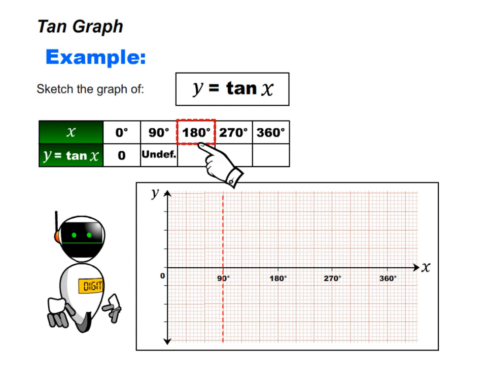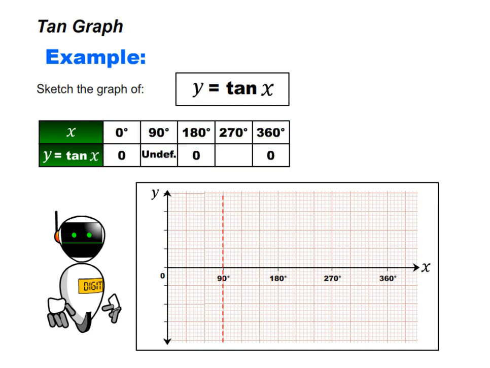Let us quickly put 180 degrees and 360 degrees in the place of x in our equation. And our equation is y is equal to tan x. We will get 0 for both of them. Let's write 0 under 180 degrees and let us write 0 for 360 degrees. Look at the table.